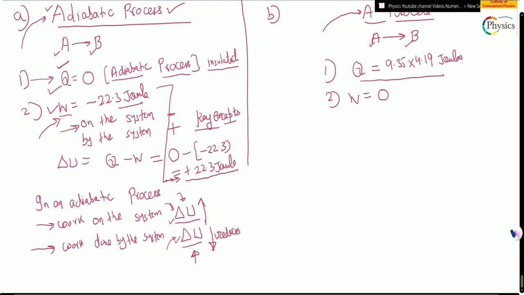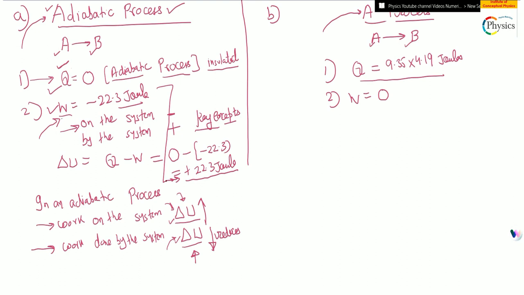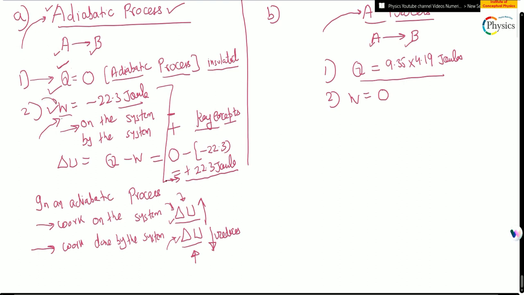Additional concept you must understand: adiabatic processes have no Q. Without even Q, you're able to change the internal energies using the concept of work. I hope this is making sense. So now let's go to this part of it.